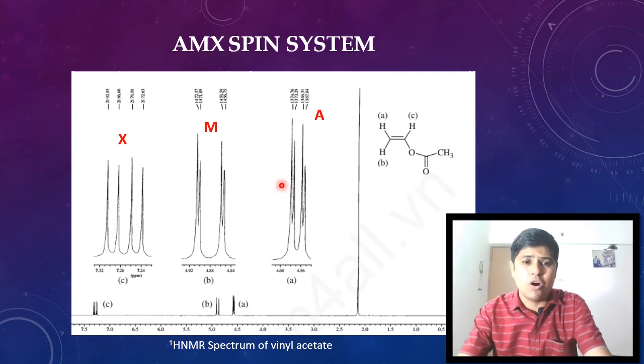These are expansions of these peaks, or you may say zooming. When the A multiplet is zoomed, it looks like this. When B is zoomed, it will look like this, and when C is zoomed, it will look like this. So this is the AMX spin system of vinyl acetate.